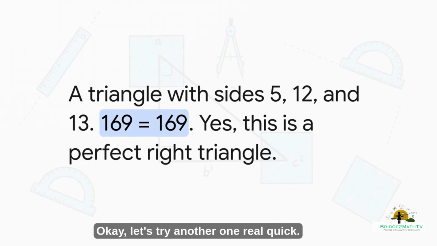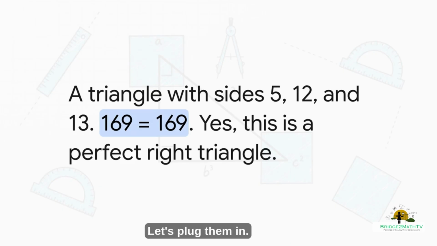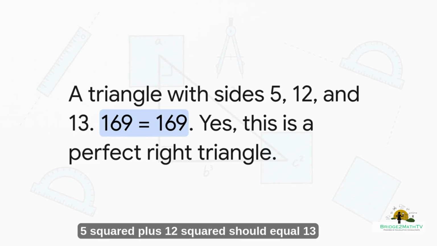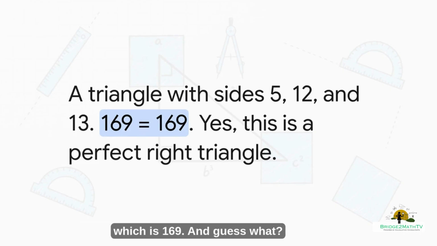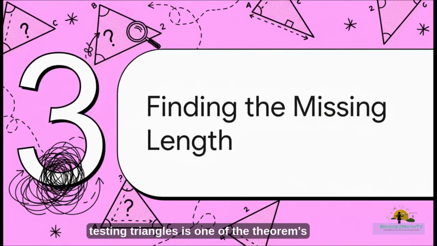Okay, let's try another one real quick. A triangle with sides 5, 12, and 13. Here, 13 is the longest side, so that's our C. Let's plug them in. 5 squared plus 12 squared should equal 13 squared. Well, that's 25 plus 144, which is 169. And guess what? 13 squared is also 169. So we get 169 equals 169. It's a perfect match. Yes, this is definitely a right triangle. So, testing triangles is one of the theorem's superpowers. But its other superpower is maybe even more useful, finding a missing piece of the puzzle.